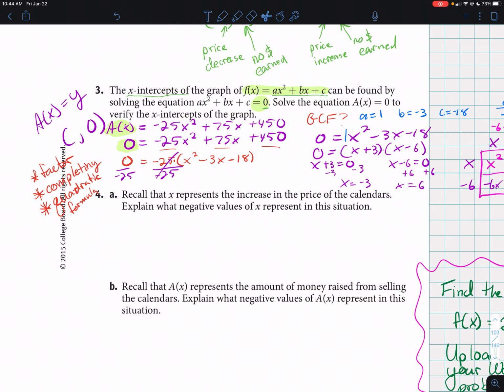Okay, so it says recall that x represents the price increase of the calendars. Explain what negative values represent. So since x is the increase, and we have a negative number, negative numbers would mean our price is a decrease. Negative means the price is decreased.